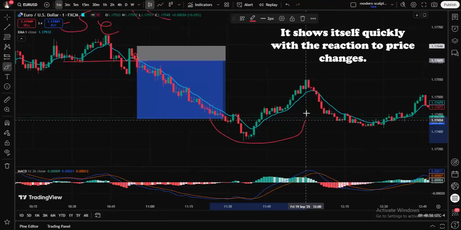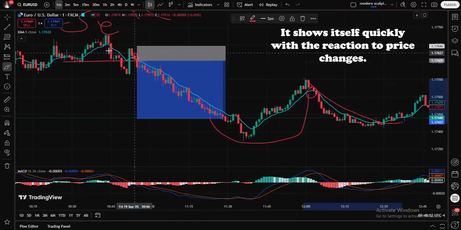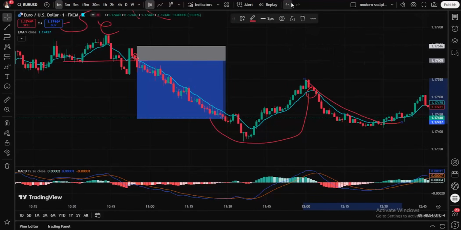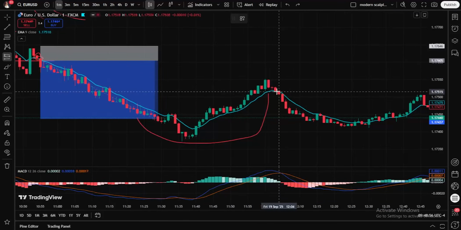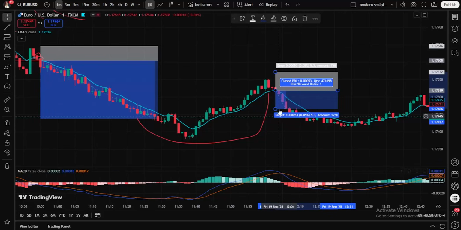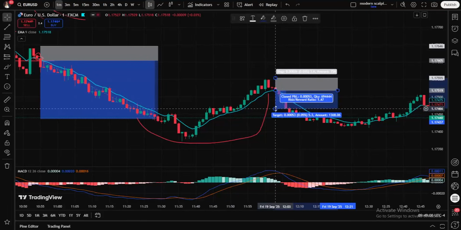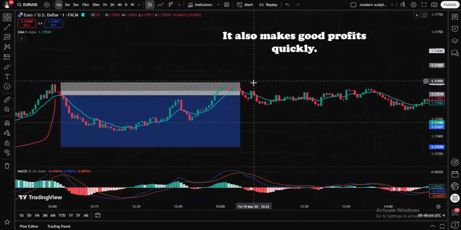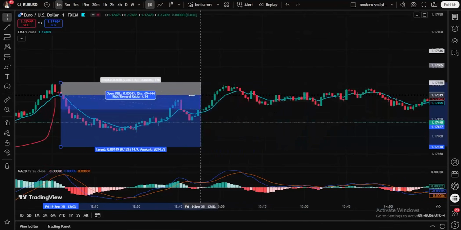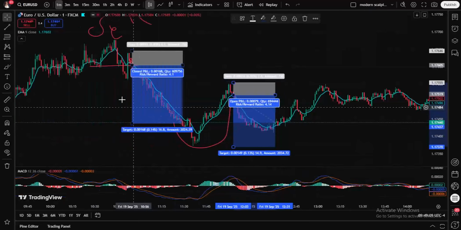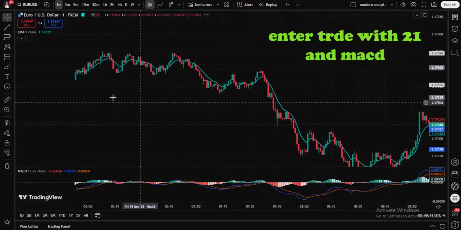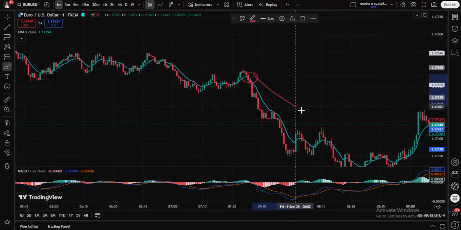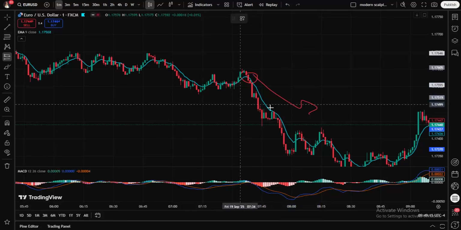The advantage of this method is the high speed of signals. EMA 9 changes direction as soon as the price changes slightly, so you have the fastest possible warning. But you should be aware that this speed is a double-edged sword. Because the market is full of noise, EMA 9 often gives false signals. That is why getting confirmation from MACD becomes very important.